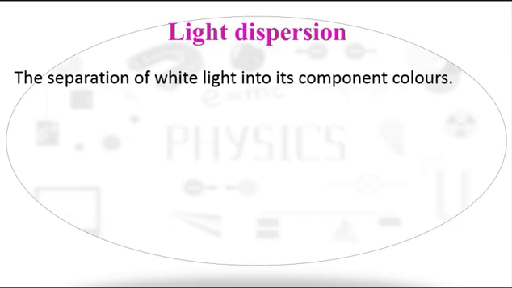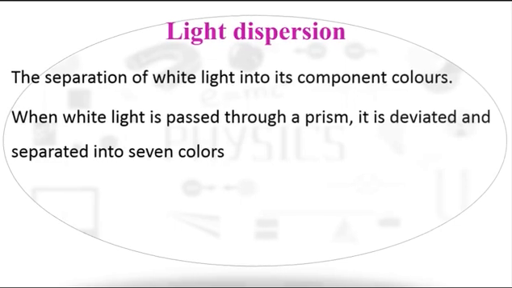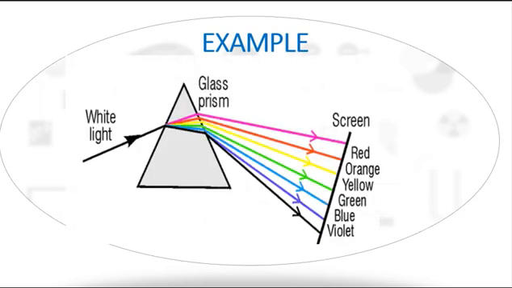I know you must know the 7 colors that make up white light: red, orange, yellow, green, blue, indigo, violet. So if I have white light and allow it to pass through a prism, that white light will be separated into colors as it gets deviated or refracted. What causes this is simply that the different colors have different speeds.